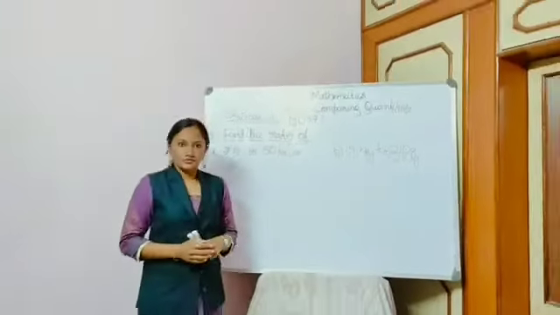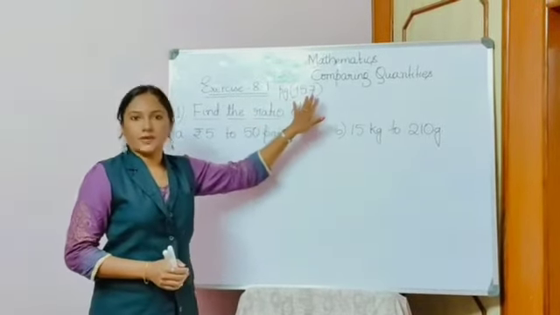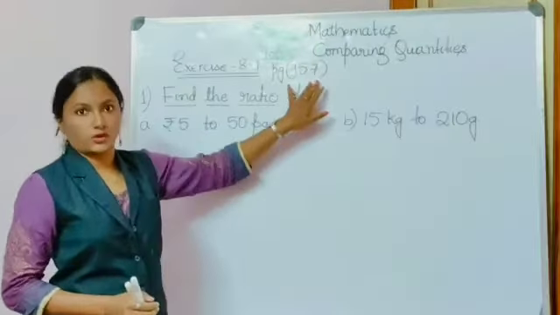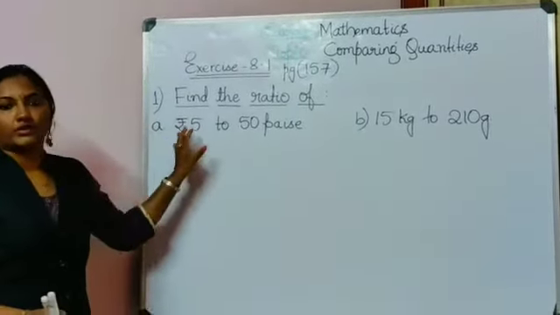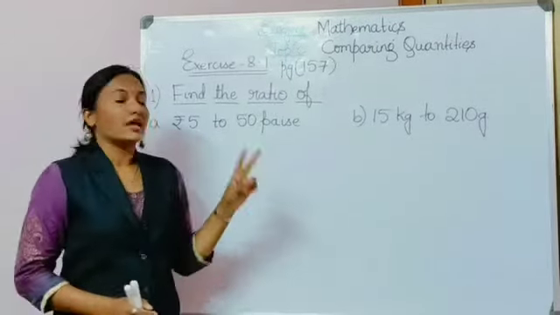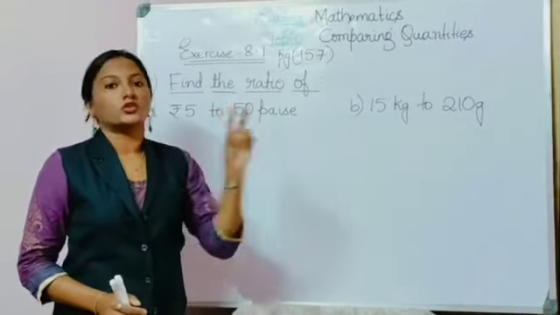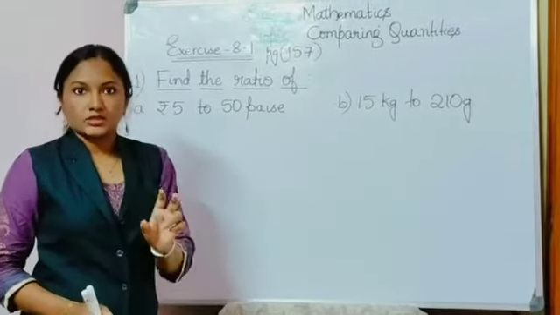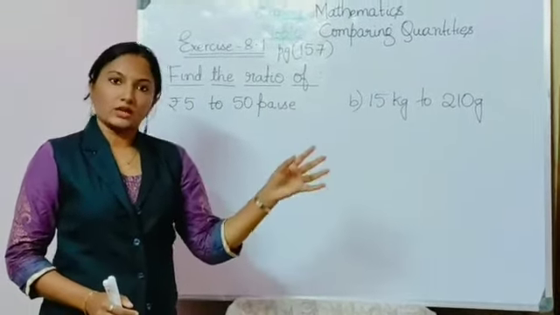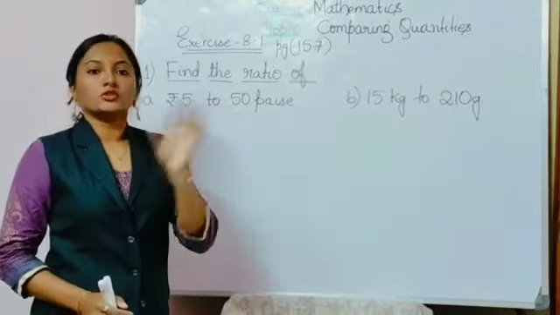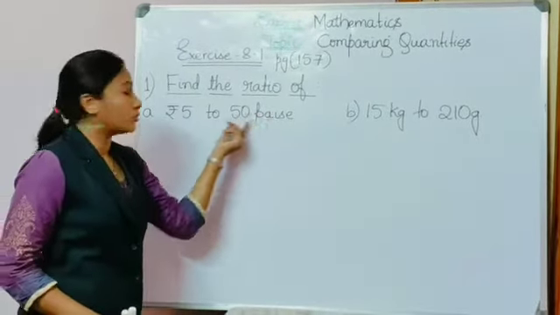We start with the first exercise of this chapter, exercise 8.1, on page number 157 in your textbook. The first question is to find the ratio of the two given quantities. Remember children, when we are finding ratios, the two quantities given should always be in the same units. That means if one is in rupees, the other should also be in rupees. If one is in kilograms, the other should also be in kilograms. They should not differ. So in the first one we have rupees 5 to 50 paise.